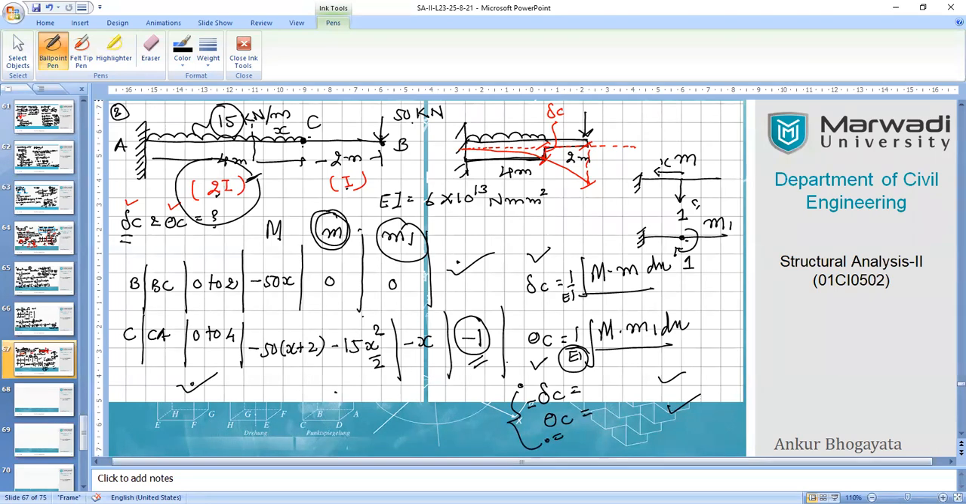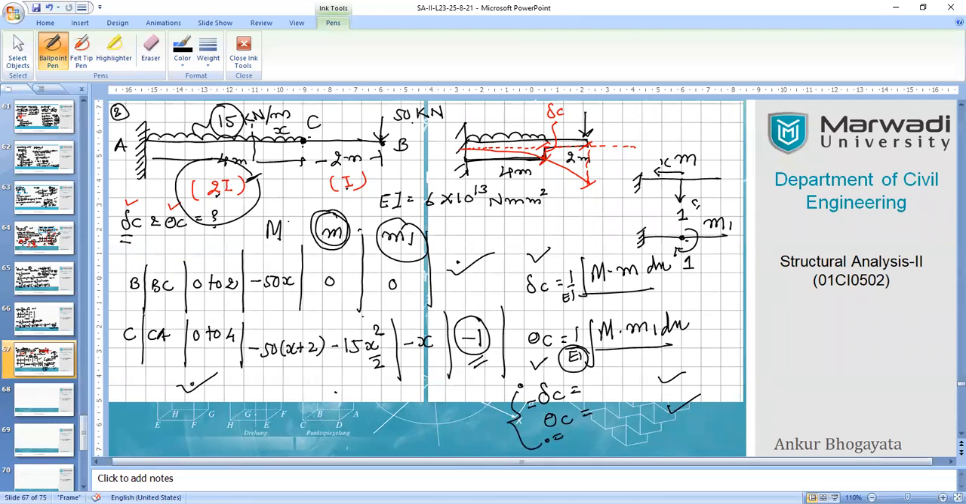However, most of the work is completed for this numerical. We started analyzing this cantilever beam for calculating the deflection at point C and rotation at point C. And you can see that we have already generated generalized moment equations for all the segments, considering all the loads individually. Now, which are the loads?